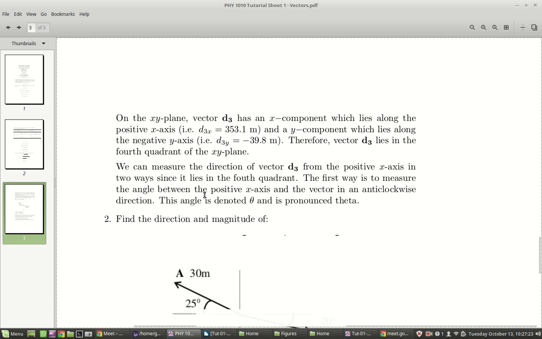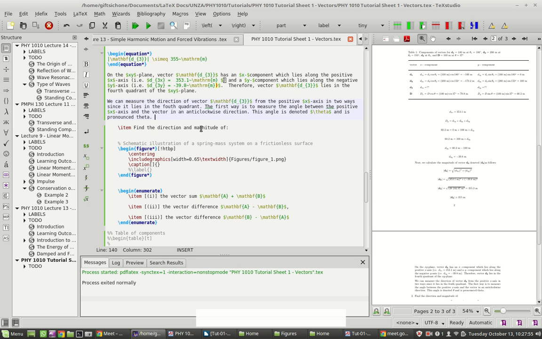So there are two ways we can measure the angle between a vector and the x-axis. We measure angles from the positive x-axis, because this vector is closer to the positive x-axis. So the first way is we measure from the positive x-axis, then go anti-clockwise until we reach the vector. This angle is what is known as theta. Actually, let's call it theta 3.